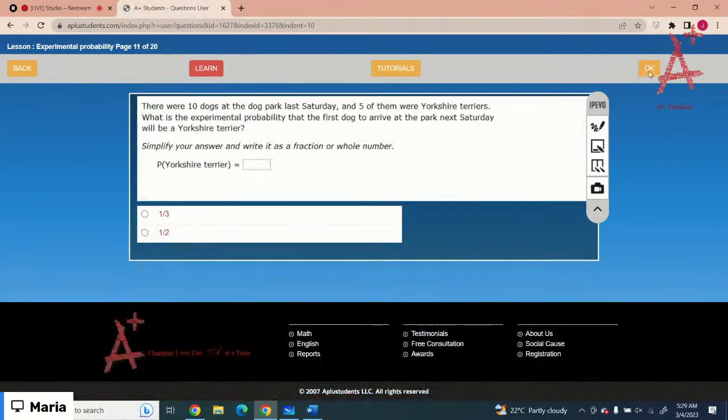Okay, the next one is, there were 10 dogs at a dog park last Saturday, and 5 of them are Yorkshire Terriers. What is the experimental probability that the first dog to arrive at the park next Saturday will be a Yorkshire? The total dogs are 10, out of which 5 are Yorkshire. So you have to do 5 by 10. It would be 1 over 2. Got it? The probability is 1 over 2.